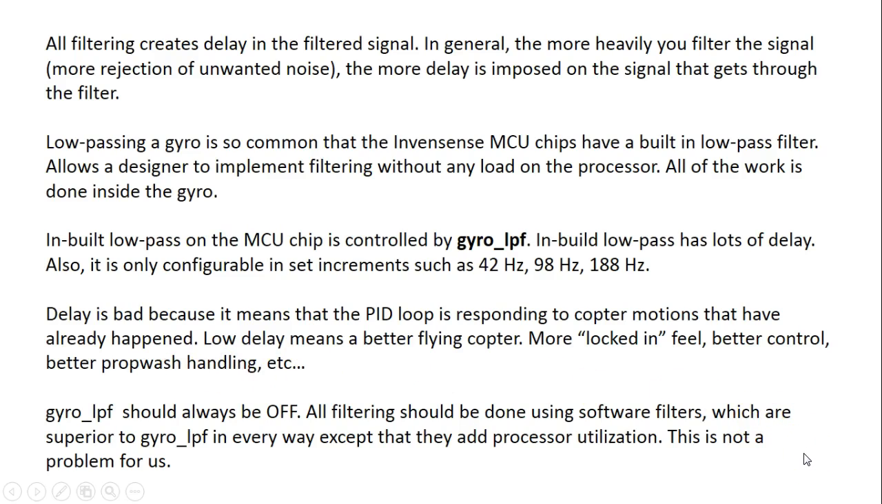Gyro LPF should always be off. You should always have gyro LPF off if you're running anything. Clean Flight, back to like Clean Flight 1.10, I think, is where the soft filters got rolled in, Betaflight back to the very earliest days. Gyro LPF should basically always be off. You never use gyro LPF anymore. You always use the soft filters. The only reason that the soft filters might be bad is that they add processor utilization, but we don't care about that. We have plenty of processor cycles to run these filters. That's fine. That's not a problem.